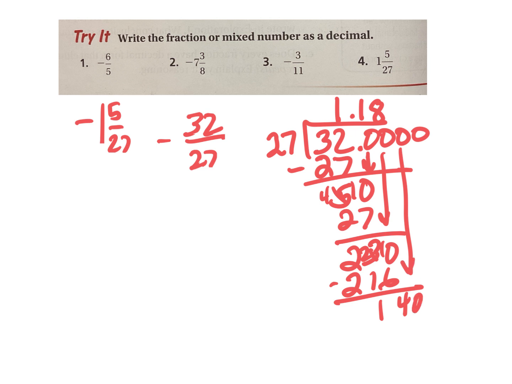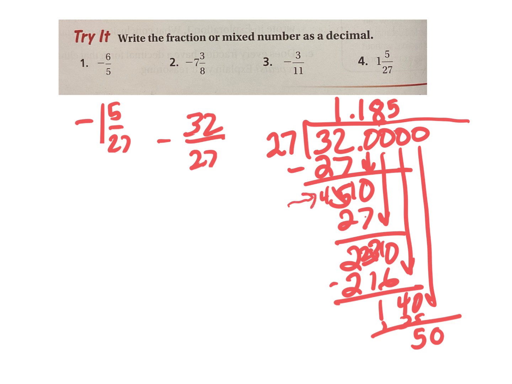How many times does 27 go into 140? 5 times. 5 times 27 is 135. Subtract that out, gets me 5. Bring that down, 50. Now once I see something repeats here, I know because I had 50 right here, I'm just going to get 27, and I'm going to get the same. So then it's just going to keep going on forever. So I can kind of know that my answer is a negative 1.185 with the 185 repeating forever.